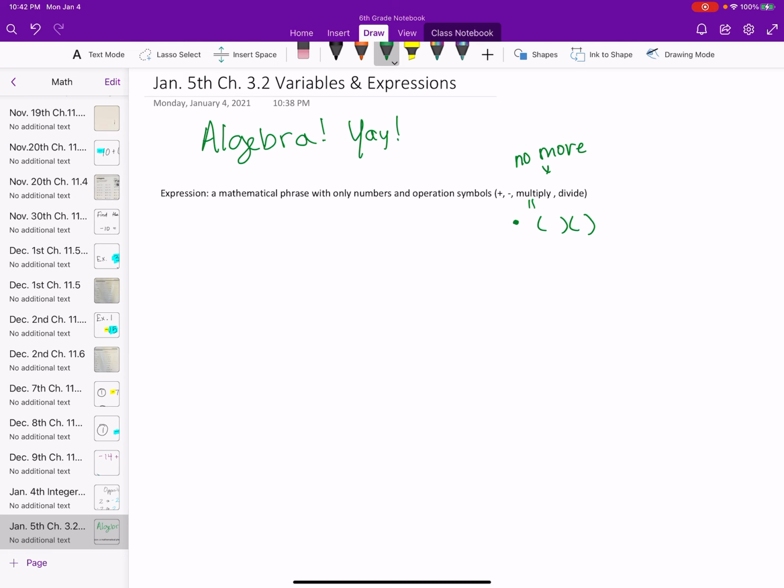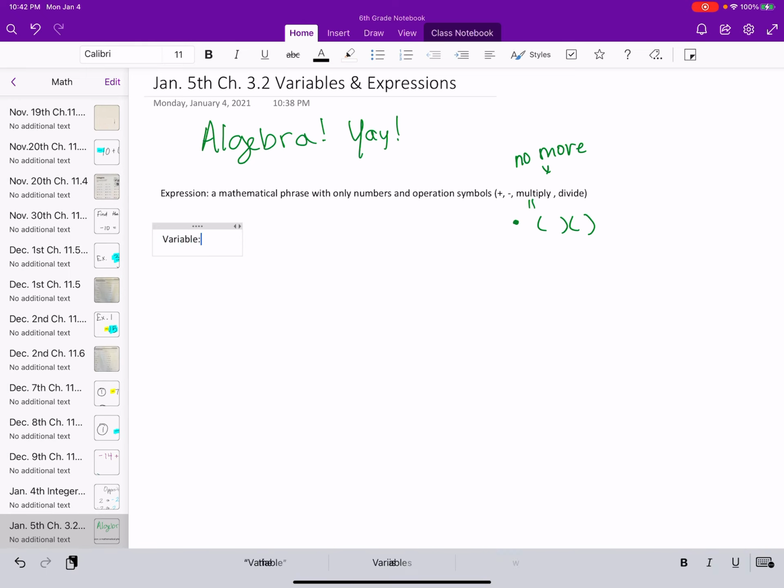And when we're talking about a variable, a variable is a symbol that can represent one or more numbers. A variable is a letter. We're always going to use a letter in algebra, so it'll be a letter of the alphabet.